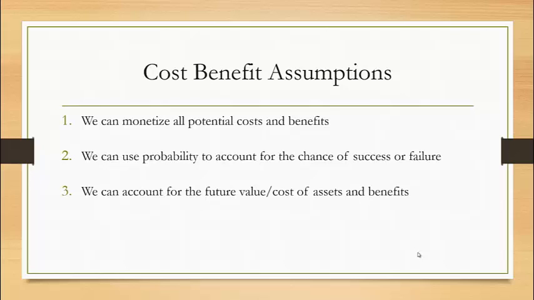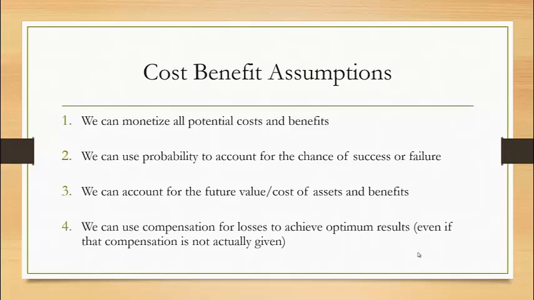So it's not just about the costs and benefits in the present moment. It's also about what happens in the future, and the assumption is that we can account for that accurately. And finally, the final assumption is that we can use compensation for losses to achieve optimum results. And so as we'll talk about, you don't have to actually give that compensation, but the assumption is that if there are winners and losers in a particular policy scenario, you can give compensation to the losers to make them indifferent to that policy. And in doing that, you can create an optimal solution that maximizes efficiency.